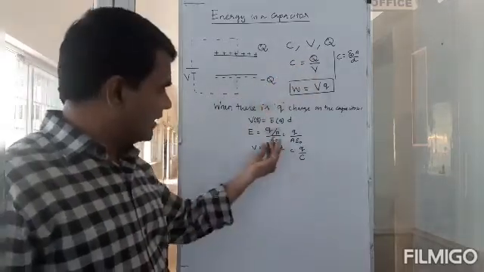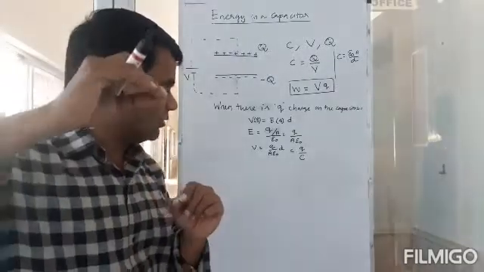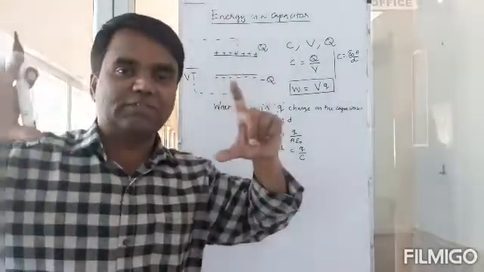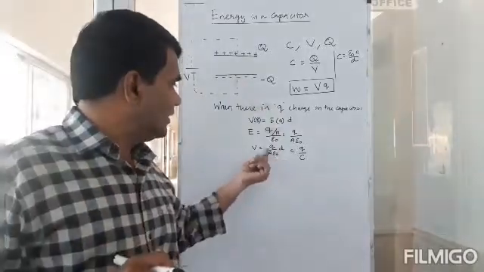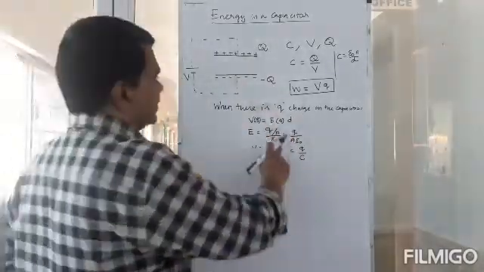So at any and every point in time, if there are small q charges on it, then the potential across the plates of the capacitor is V is equal to Q by C. Now what is the work done?